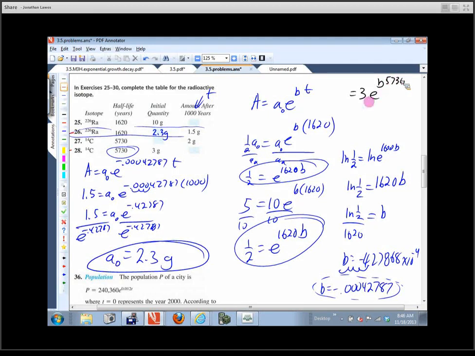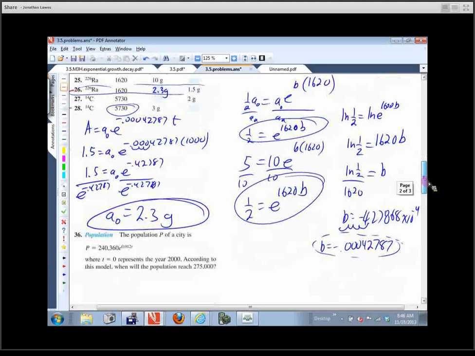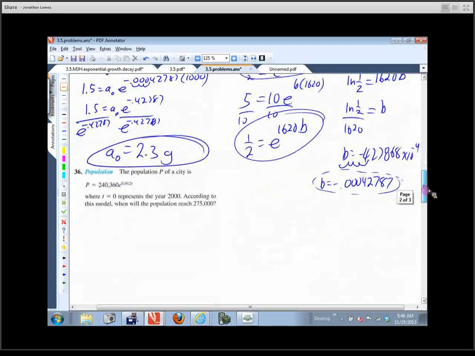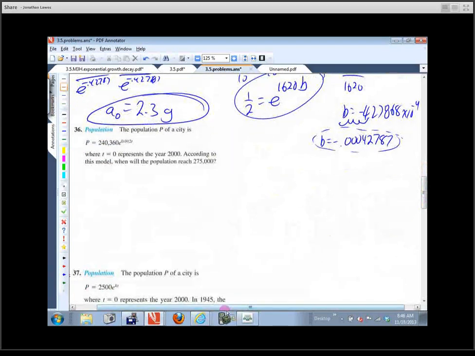And if I let a half-life go by, let's think about this. If I started out with 3 and I let a half-life go by, how much is going to be left? 1.5. Can you solve that for B? And then once you have B, don't you have the equation? And then you can solve the rest. Does that make sense? Okay. Any questions? Okay. Good. Take a look at problem number 36.